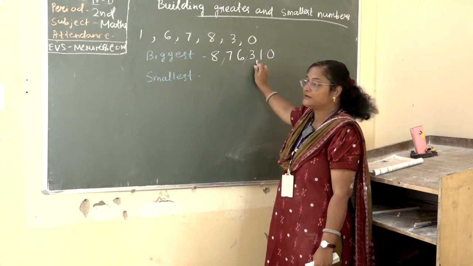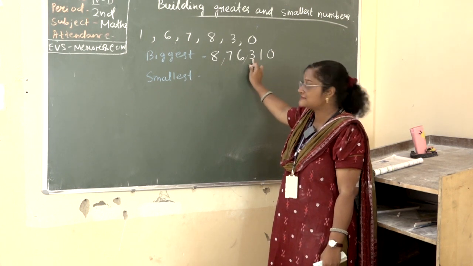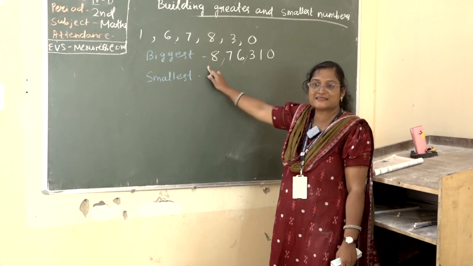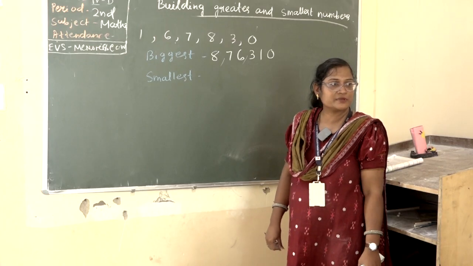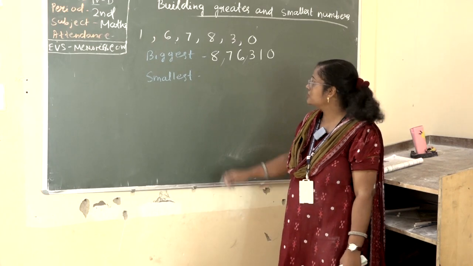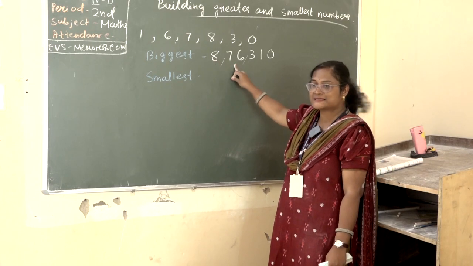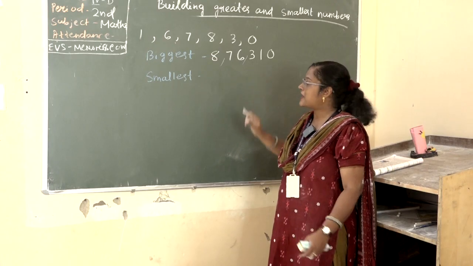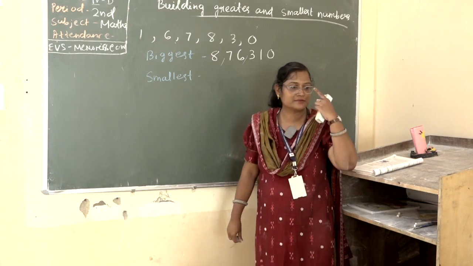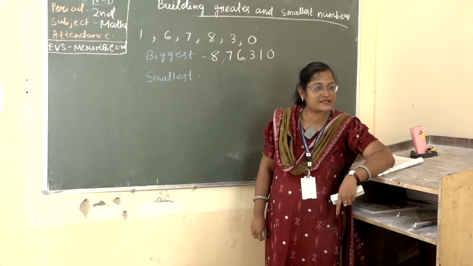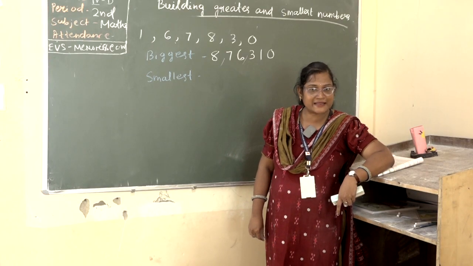This is which period? Ones. This is thousands. This is lakhs. So what is the number here? Yes, Soumya. Very good. 8,76,310. Okay. Now we will find the smallest number. How to find the smallest number? Shall I write 0 first?